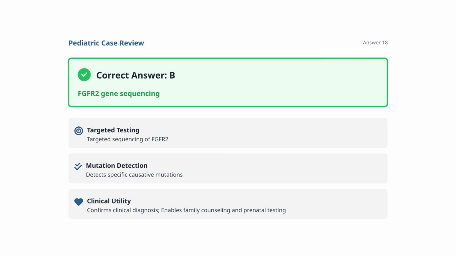Direct sequencing of the FGFR2 gene identifies the specific mutation causing Apert syndrome. This targeted approach is efficient since two mutations account for most cases. Positive results confirm diagnosis and enable accurate genetic counseling.